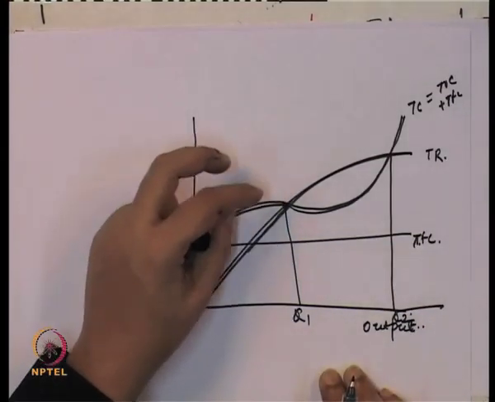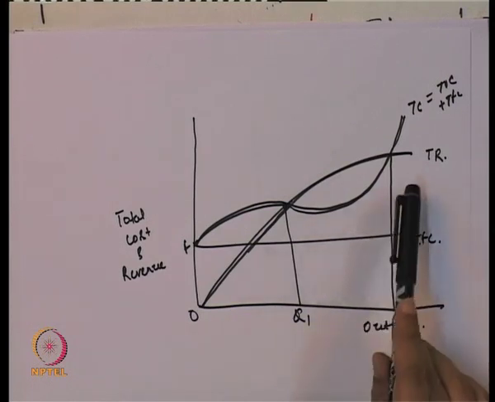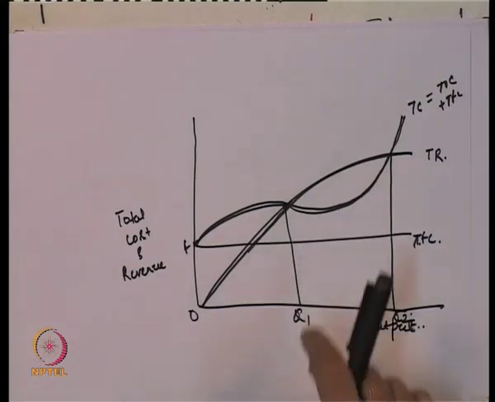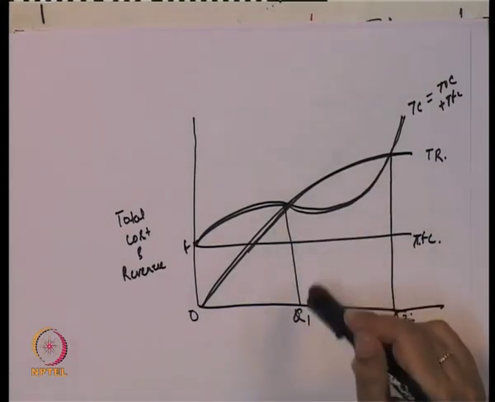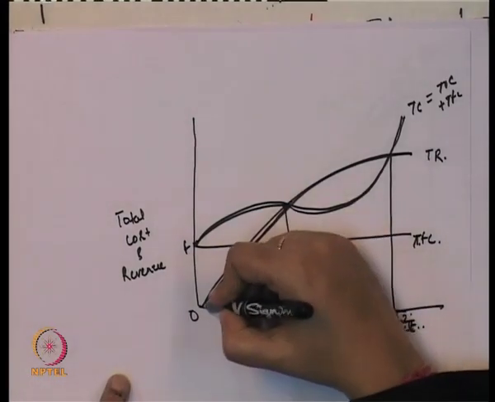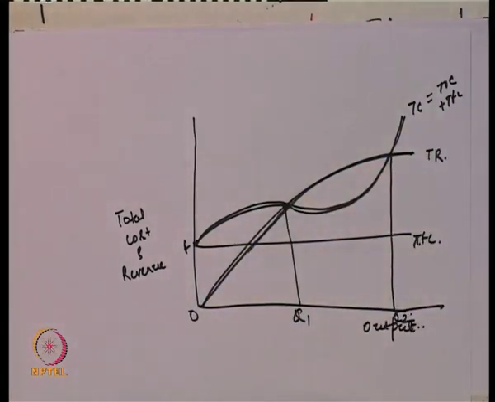So, the vertical distance between the total cost and total fixed cost gives us the total variable cost. The total revenue curve shows the total sales or total revenue at different output levels at different prices, and the vertical distance between total revenue and total cost measures the profit or loss for various levels of output. So, corresponding to that, we get two breakeven levels of output, one is Q1 and the second one is Q2.